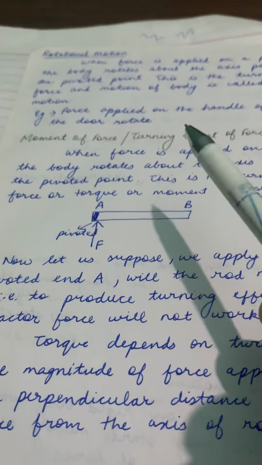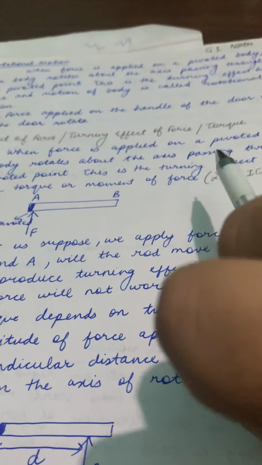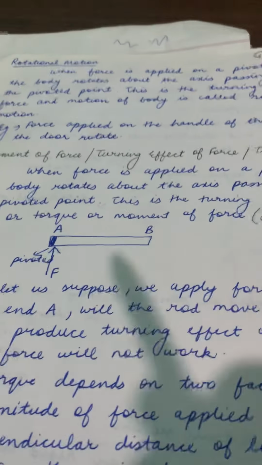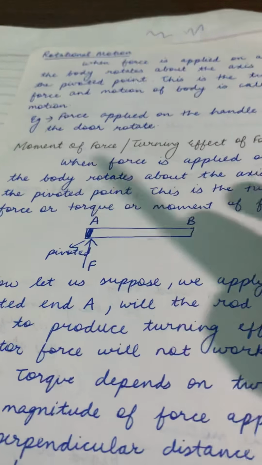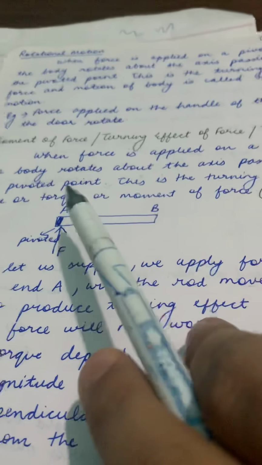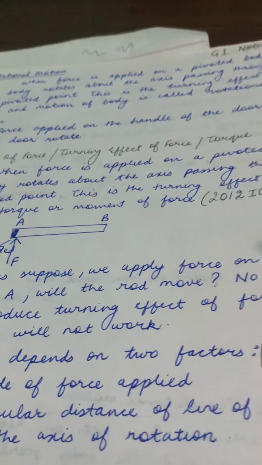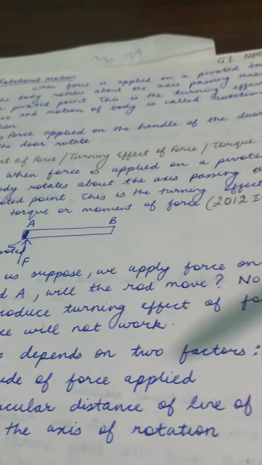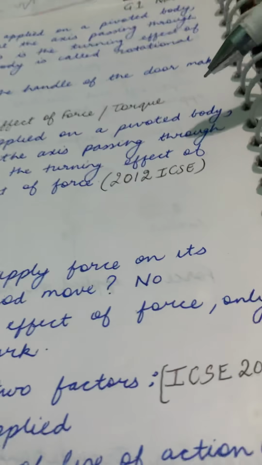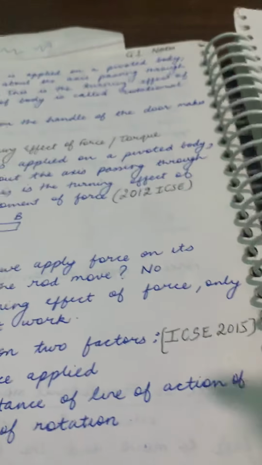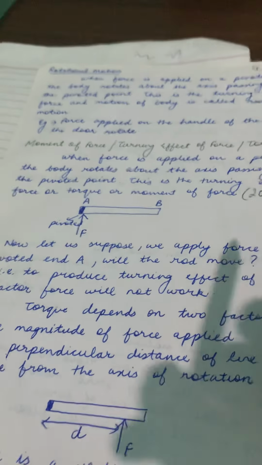Now the important topic starts: the moment of force, or the turning effect of force, or its third name, torque. In the 2020 ICSE they asked the definition of this. Its definition is somewhat similar to rotational motion. When the force is applied on a pivoted body, the body rotates about the axis passing through the pivoted point. This is called the turning effect of force, or torque, or the moment of force. It was asked earlier in 2012 ICSE and has been asked again in 2020.